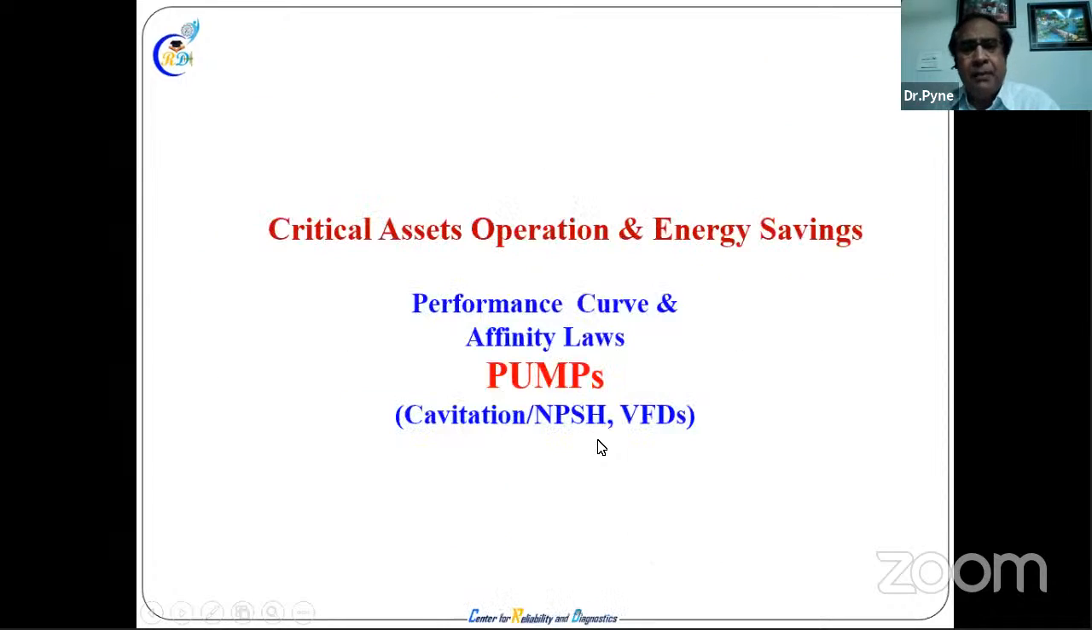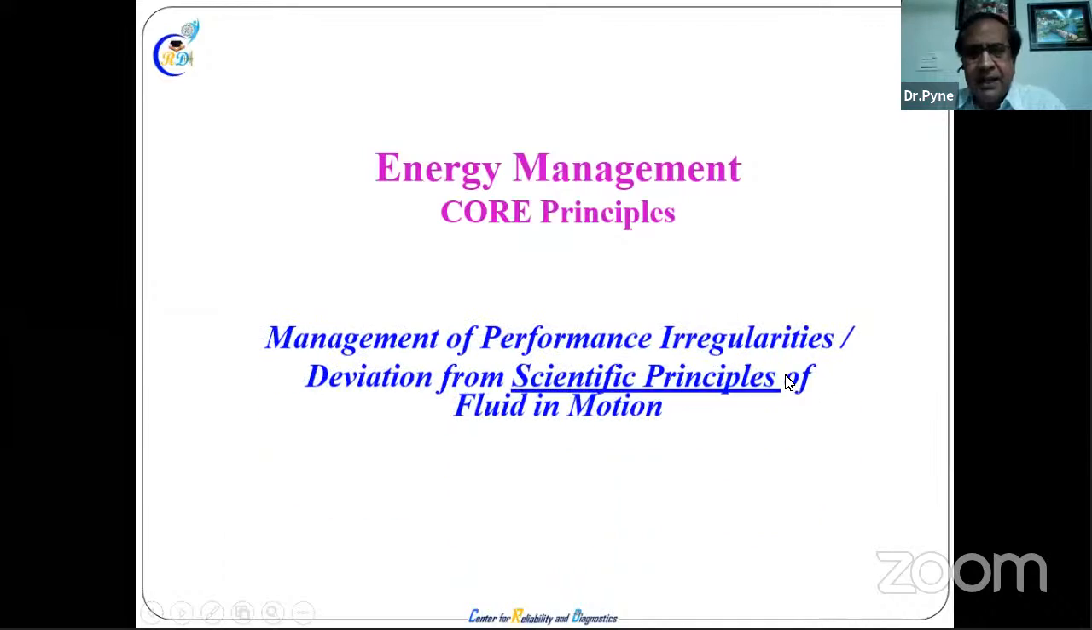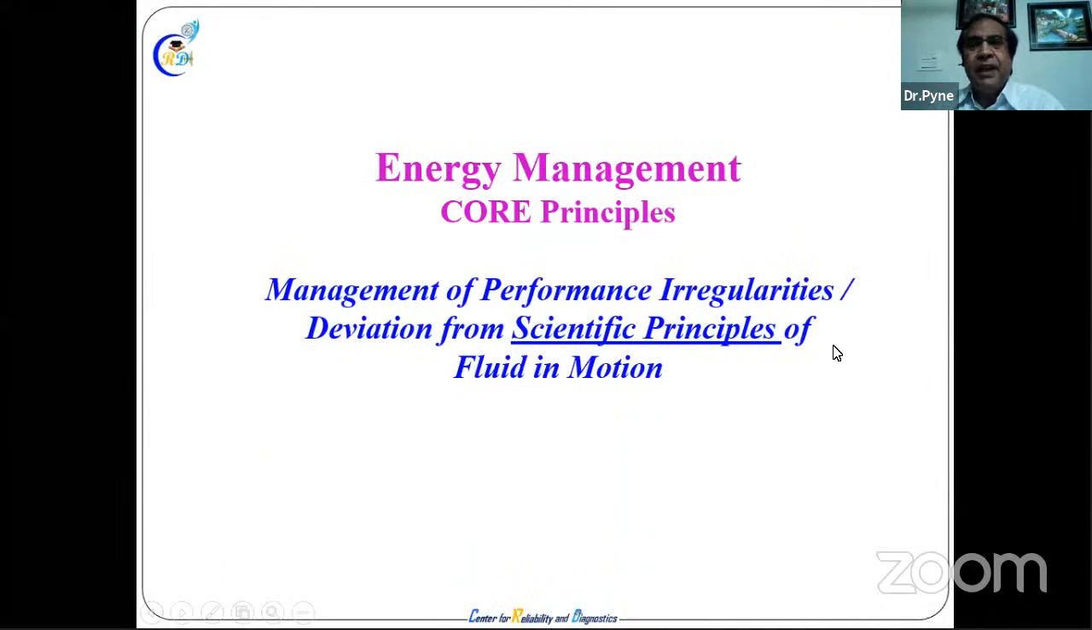So this is the centrifugal pump in a nutshell. 75% are used. Here, the energy management core principle, as I told you, is all about irregularity in performance, meaning irregularity in its head and flow. That is the issue, and scientific solutions are possible by scientific consideration only.